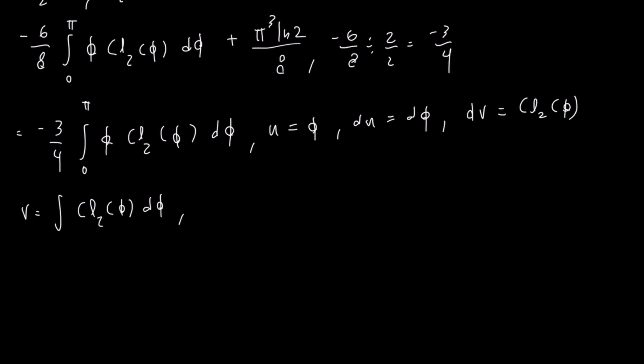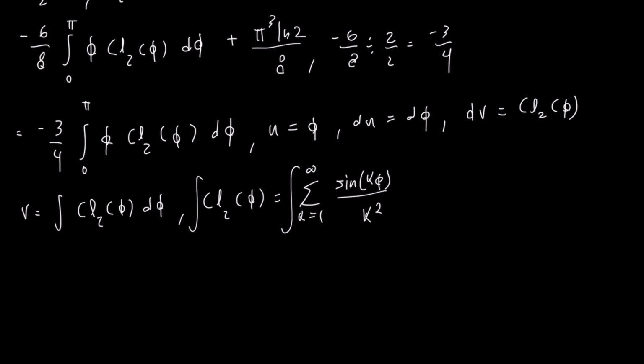And we use the following series representation of the Clausen function. So the Clausen function of phi is defined to be the sum from 1 to infinity of the sine of k phi over k squared. So that means that the integral of the Clausen function will be essentially integrating this sine function. So we're going to have the sum from 1 to infinity of negative cosine of k phi over k times k squared, which is k cubed. So this is going to be in place of our v.